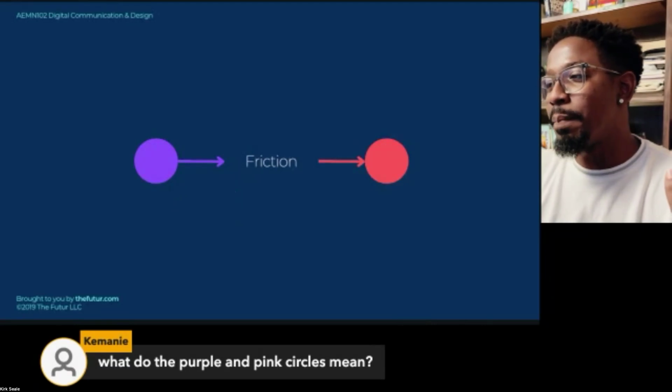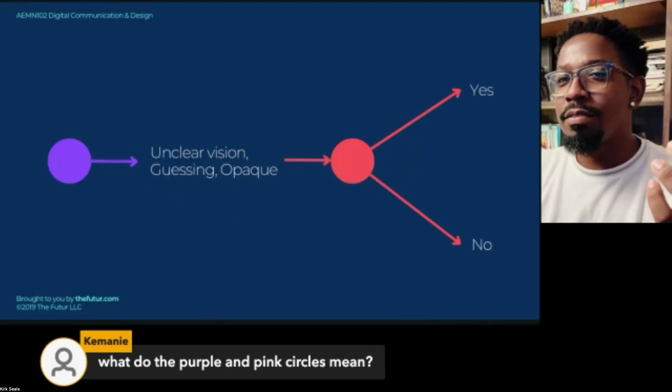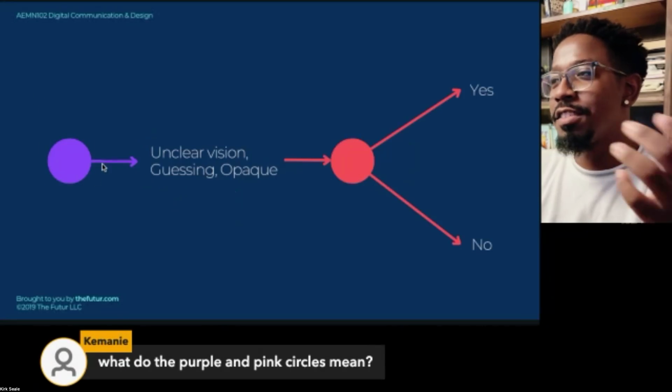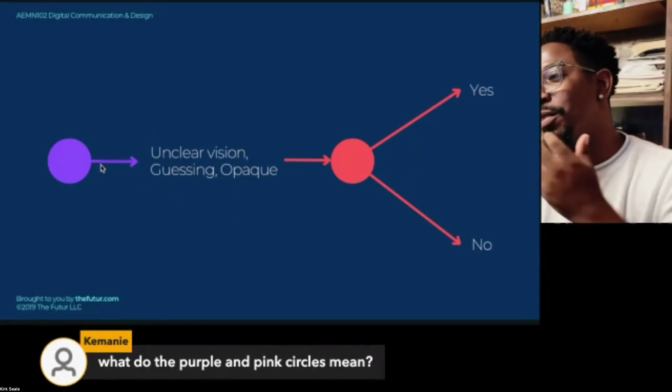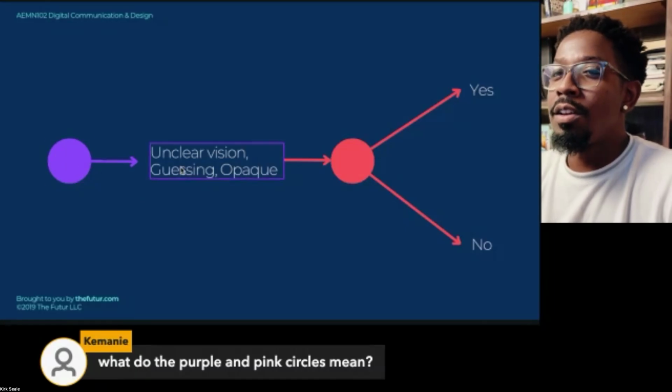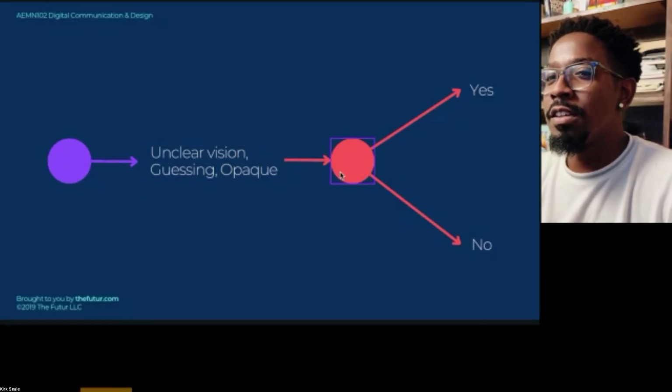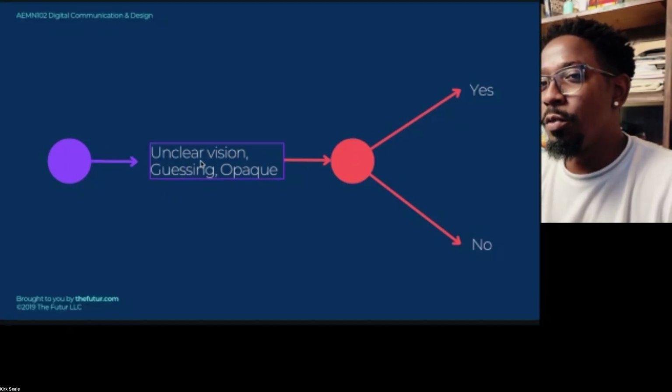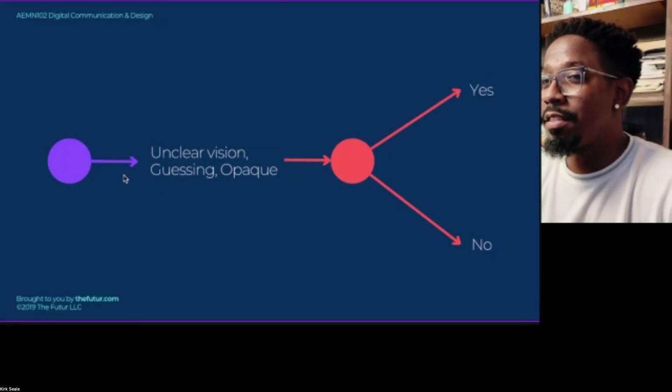What do the purple and pink circles mean? It's just color for now. The colors aren't that significant right now. Purple, that's coming from the opaque. This is you not knowing what's going on. Then you're going to have the whole conversation, and that is either going to be that you continue being unclear, which would be yes, or you actually start to understand everything. So that'll be no.